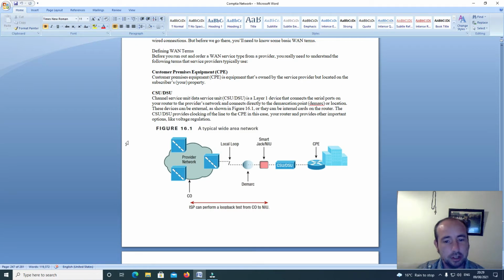CSU/DSU. Channel service unit, data service unit, is a layer 1 device that connects the serial ports on your router to the provider's network and connects directly to the demarcation point, or demarc, location. These devices can be external as shown in figure 16.1, or they can be internal cards on the router. The CSU/DSU provides clocking of the line to the CPE, in this case your router, and provides other important options like voltage regulation.